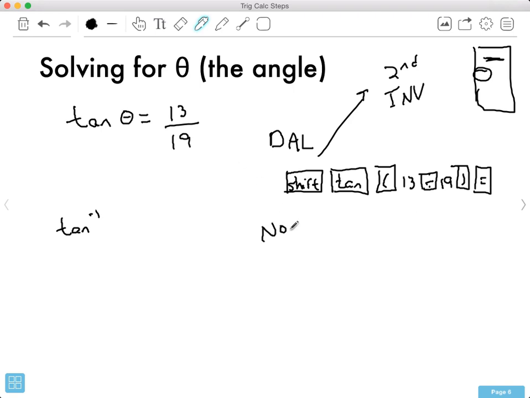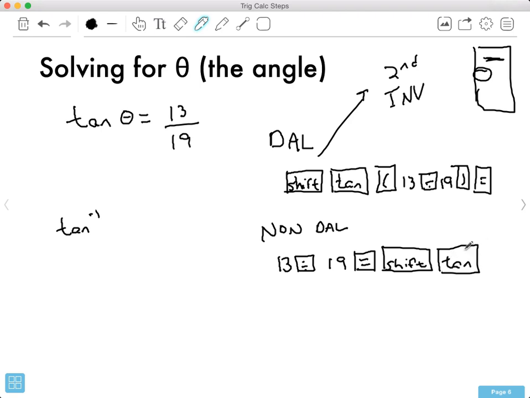For non-DAL, it's a little goofier than that. You have to start with the fraction, so you're going to start by typing 13 divided by 19, and then you're going to press equals. That is going to give you some kind of decimal number on your screen. And then after that, don't clear the calculator out, leave the decimal number, and then press shift or second or inverse, whatever's on your calculator, and then tan, or sine or cos, depending on what trig ratio you're working with.